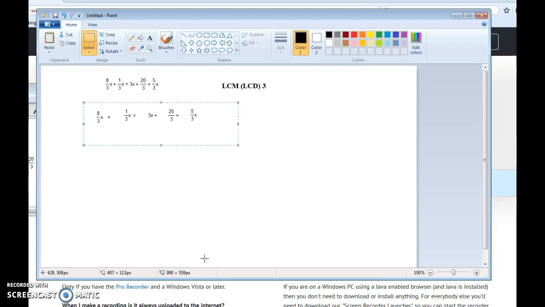I just want to see if I can help you out with this equation. 8 thirds x plus 1/3 x equals 3x plus 20 thirds plus 5 thirds x.